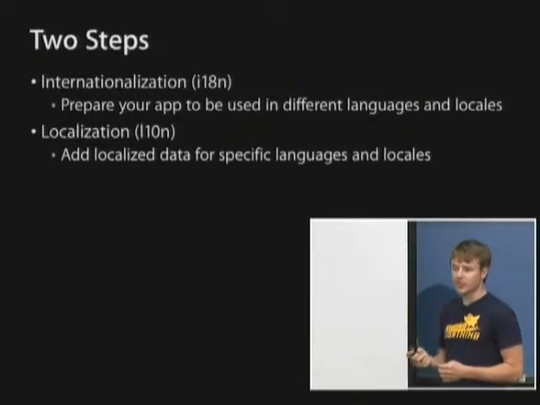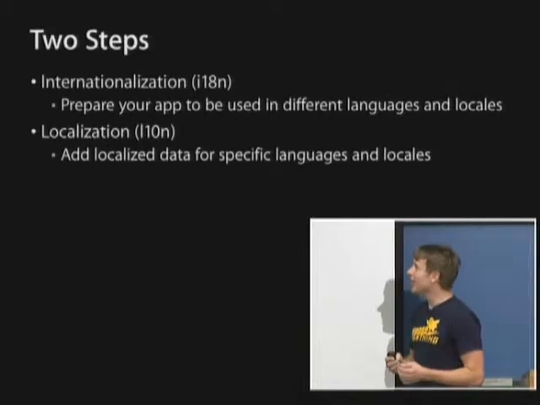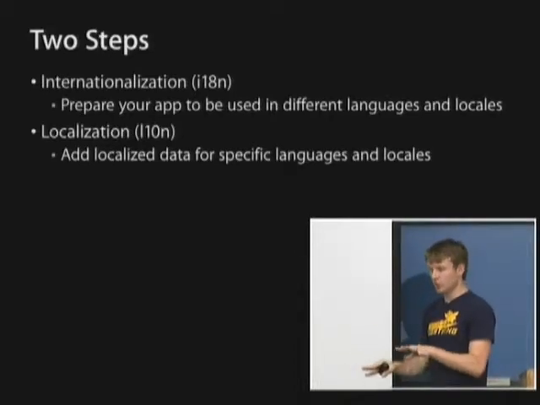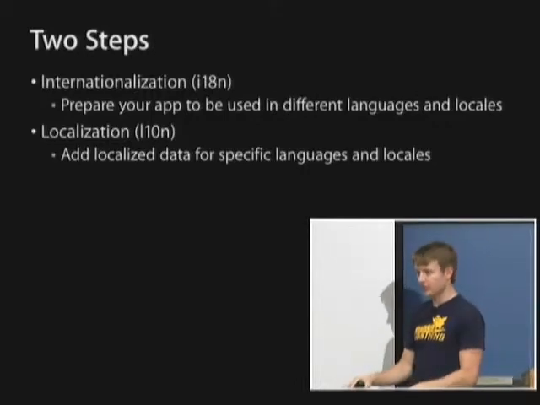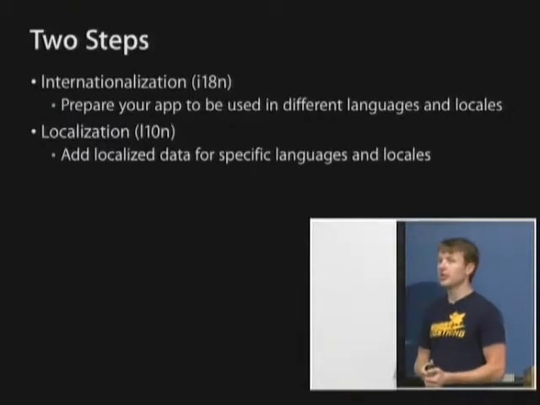So there are really two steps here. The first one is internationalization, or I18N, which is preparing your app to be used in different languages, like coding it in such a way that later you can drop in some different strings, different images, and it works. So being flexible in how you write your code.